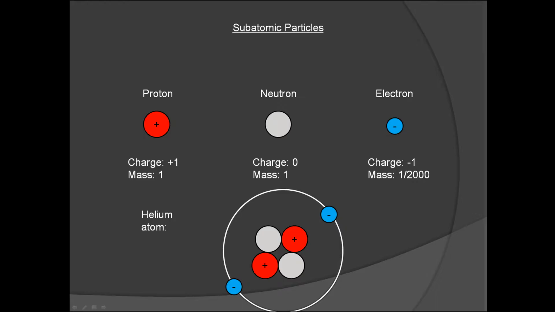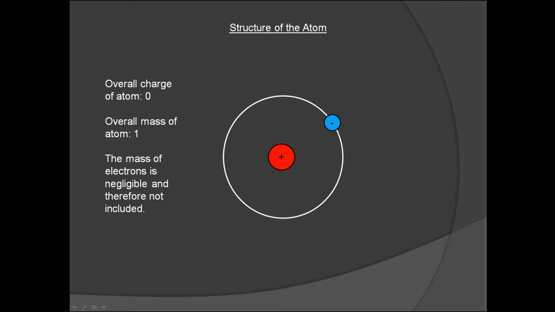Here you can see a helium atom. It consists of 2 protons, 2 neutrons, and 2 electrons, giving it a mass of 4 and an overall charge of 0.